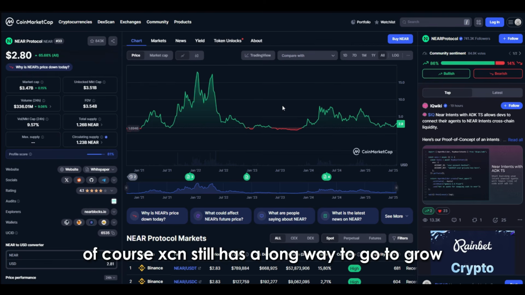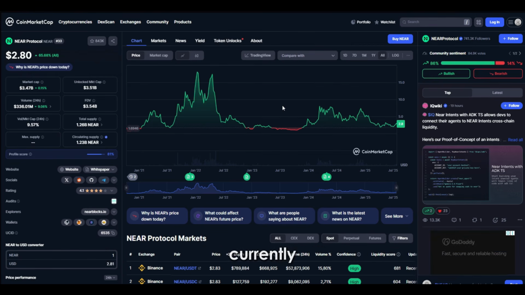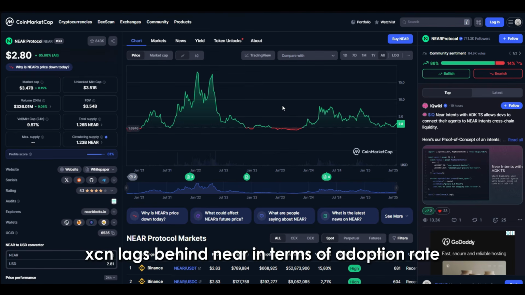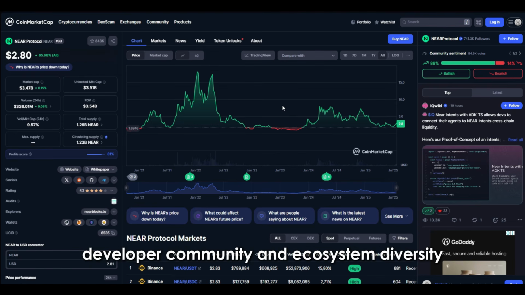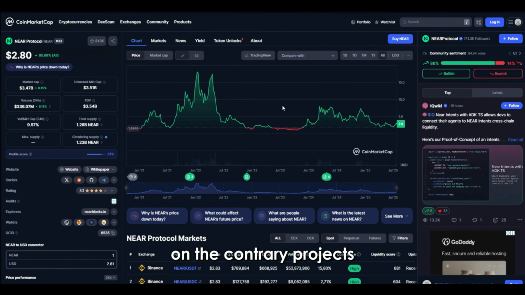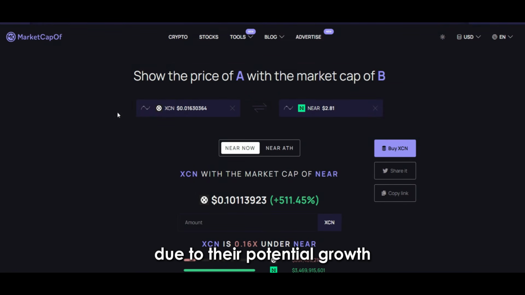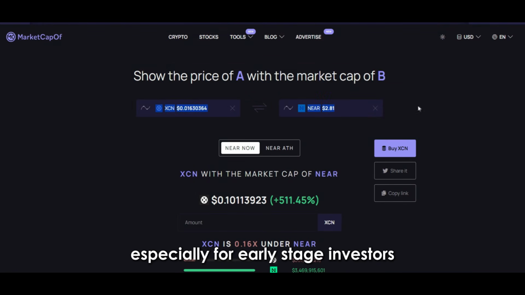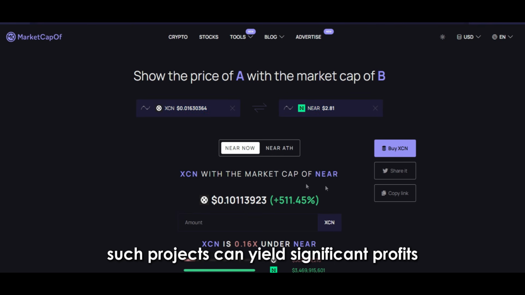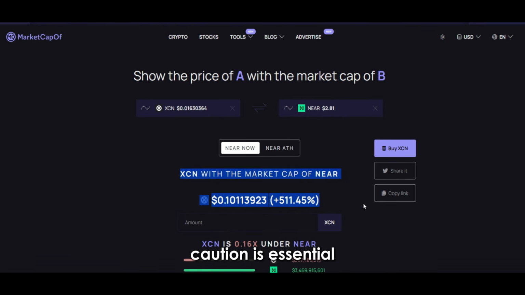Of course, XCN still has a long way to go to grow as much as a project like NEAR. Currently, XCN lags behind NEAR in terms of adoption rate, developer community, and ecosystem diversity. However, this does not mean XCN is a failure. On the contrary, projects at this stage can offer higher returns for investors due to their potential growth. Especially for early-stage investors, such projects can yield significant profits. But because high return potential also means high risk, caution is essential.